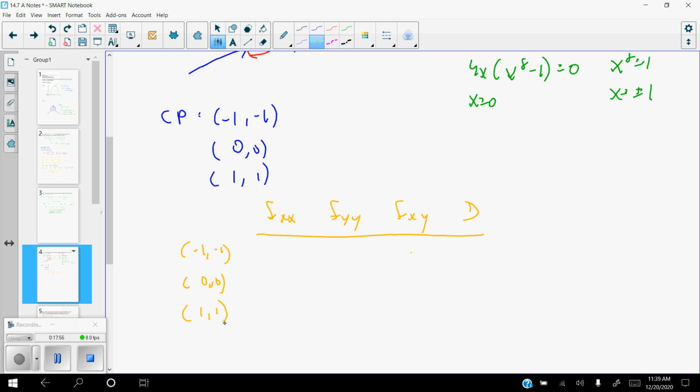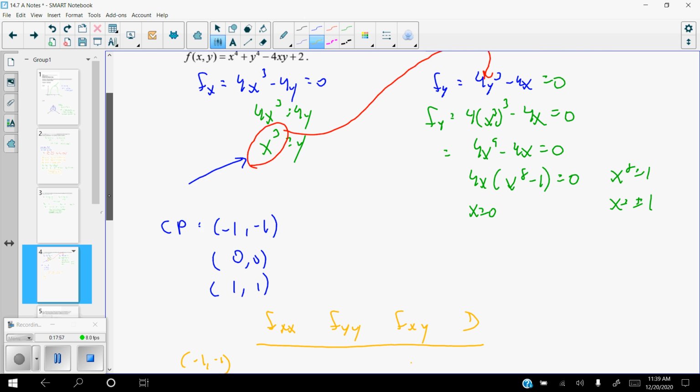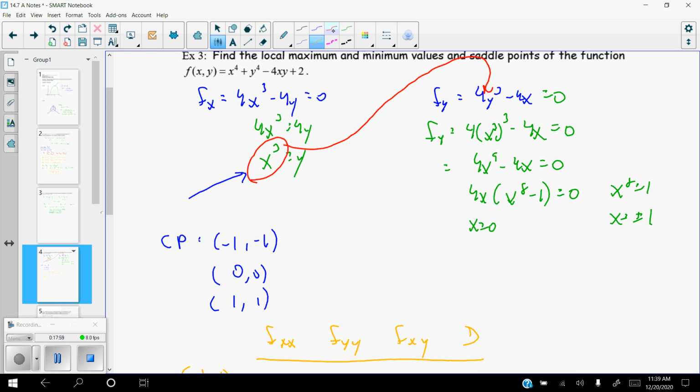All right, so let's go ahead and actually find these things. We need fxx. So put that in red, I guess. So fxx, and remember that's coming from here. You start from there, it's going to be 12x squared at our critical values is what we're going to need to do.